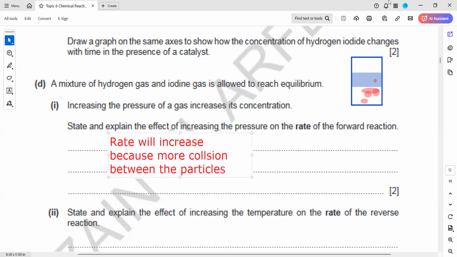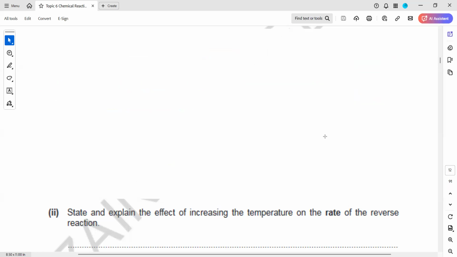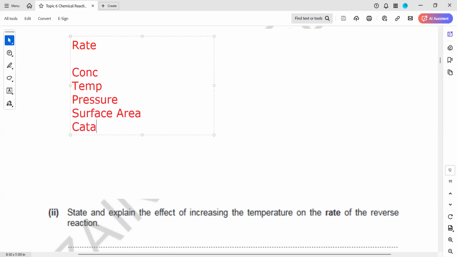Remember the things which affect the equilibrium and the things which affect the rate. There are 5 parameters which affect the rate, and there are 3 parameters which affect the equilibrium. What are the parameters which affect the rate? Rate can be affected by concentration, temperature, pressure, surface area, and catalyst. All these factors affect the rate.